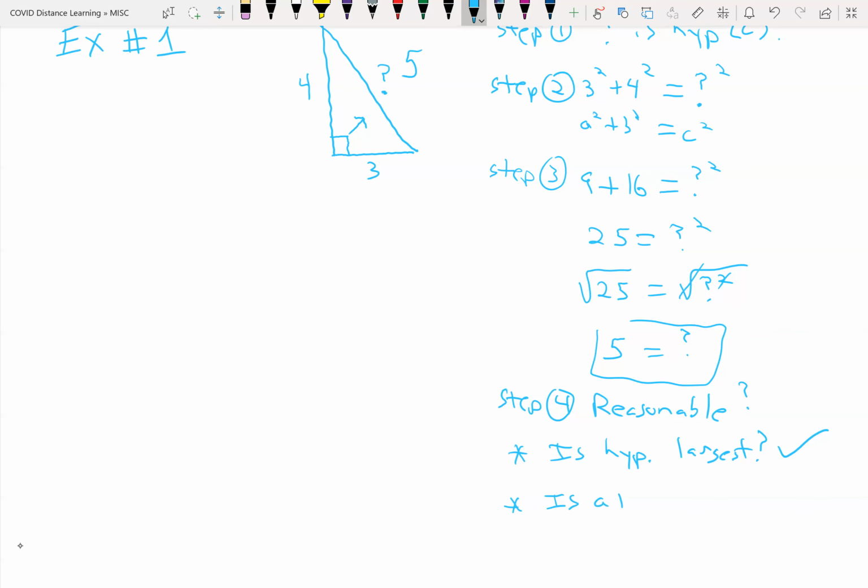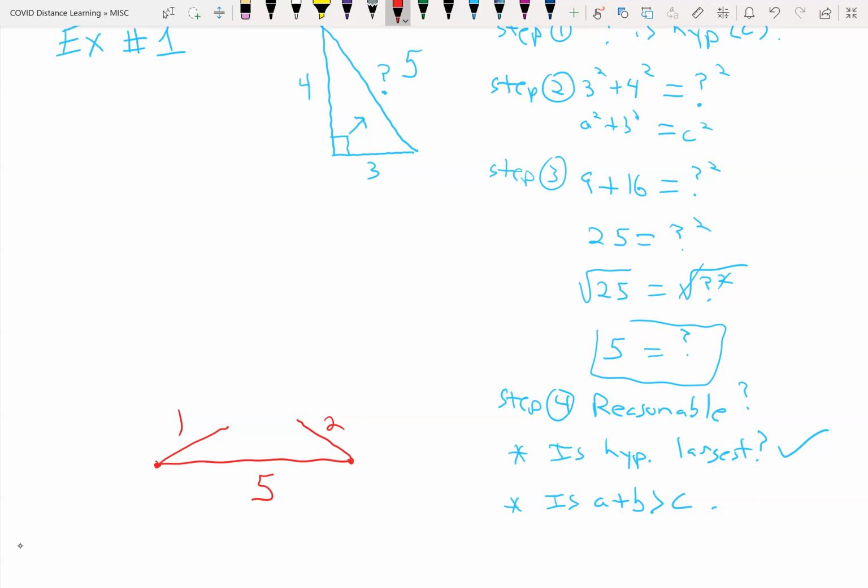Is A plus B greater than C? This is true in all triangles, not just right triangles. If you add the two little sides of a triangle together, it must be bigger than the big side. Consider this. If you had some side of length 5, and then you had another side of length 1, and another side of, say, length 2, those would never touch because this is 5 apart. The 1 and the 2, they would never touch each other.